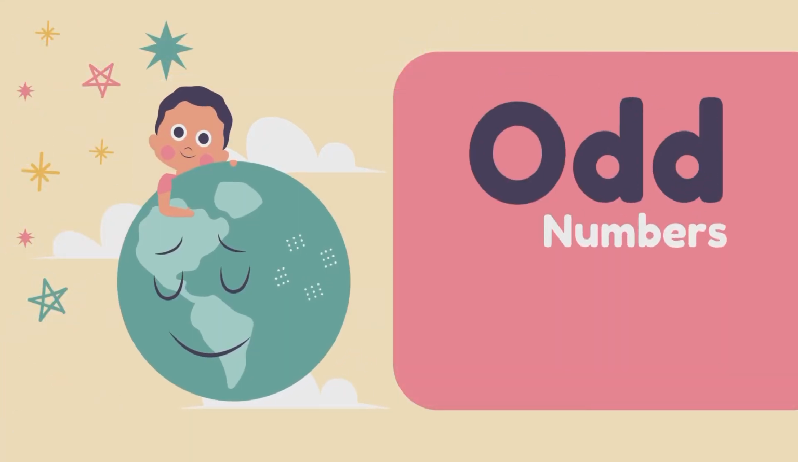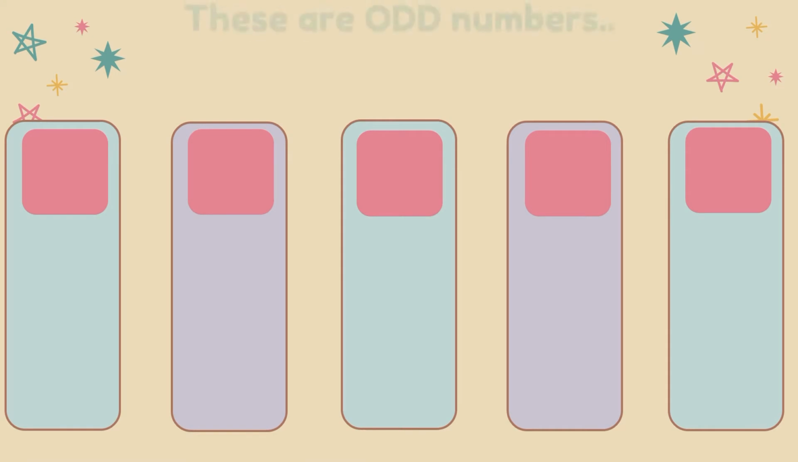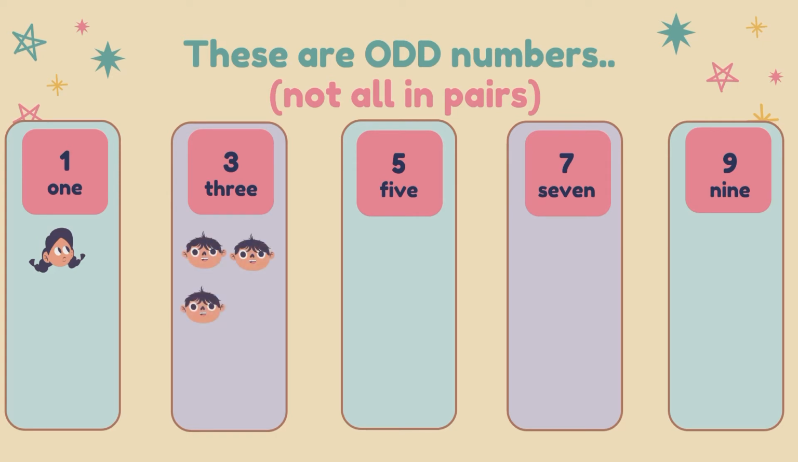Let's go to odd numbers. These numbers are not all in pairs. Let's see what these numbers are. 1, 3, 5, 7, and 9. 1. It doesn't have a pair. 3. 1, 2, 3. Pair. And 1 doesn't have a pair.